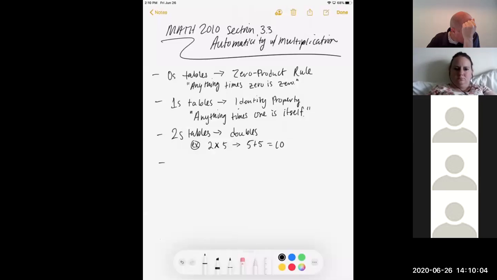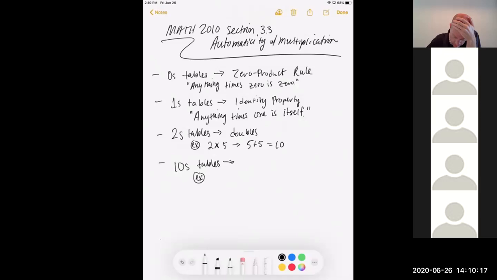Next we went to tens tables. What do we do with tens if I do like 3 times 10 or 10 times 3? How do I find the answer? You add a 0 to the number. Yep, you can add a 0. Good.